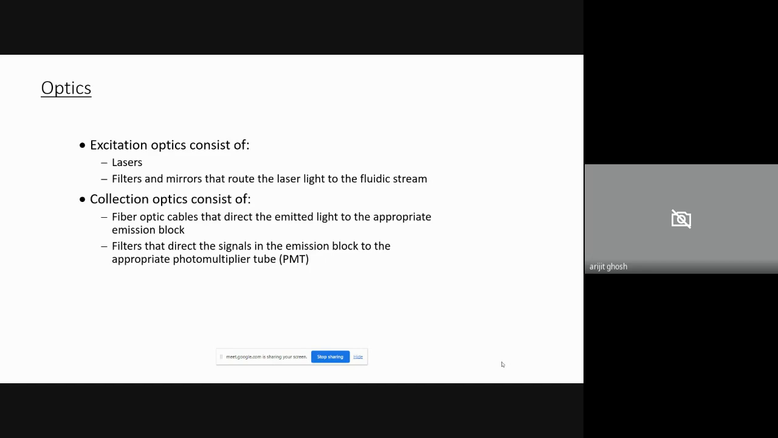and there are filters and mirrors which are being used to direct the emitted light to the appropriate emission block. And in the collection optics, there are fiber optic cables which capture the signal, and it directs the emitted light through the filters, and the signals in the emission blocks go to the appropriate photomultiplier tube.